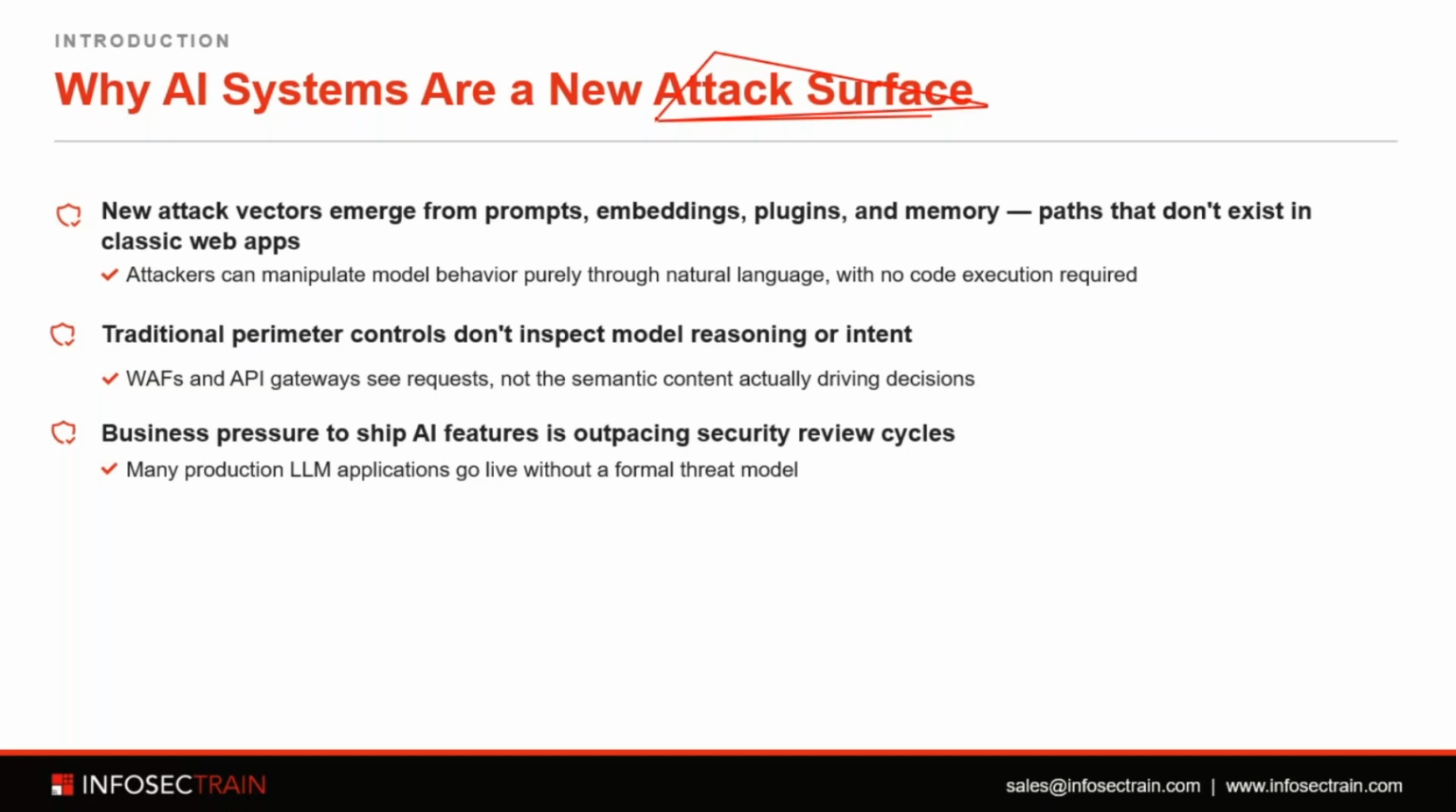Now, when we are talking about this attack surface, AI systems are considered a new attack surface because they don't just process data, they actively make decisions, they interact with external tools, right, and they influence critical business workflows. So this autonomy combined with the integration into everyday operations creates novel vulnerabilities that traditional security controls cannot fully address, right?